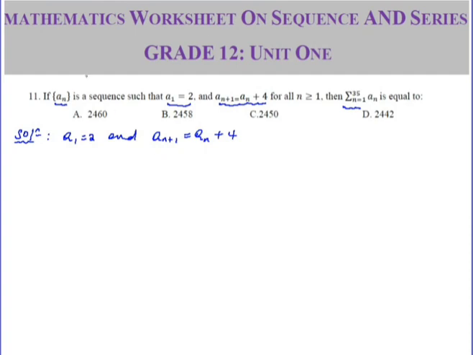Why did I say it is arithmetic? This is the information that tells us it is arithmetic. What does it mean? The difference between the consecutive terms is a constant. The n plus 1's term minus the preceding term is 4, so this number is the common difference. So the first term is 2 and the common difference is 4.